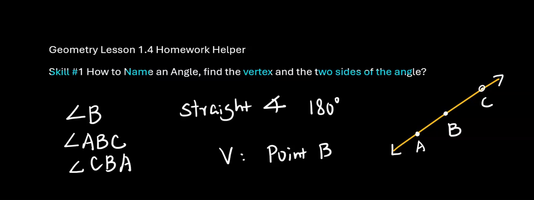Okay, let's not forget about the two sides of this angle. We shall call them ray BA and ray BC. That is skill 1 for lesson 1.4. I hope you know how to name an angle, find the vertex, and choose the sides of an angle. Happy learning!